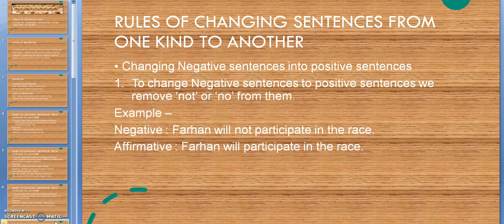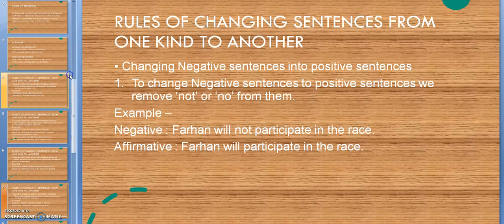Next, when we are changing negative sentences to positive ones. To change a negative sentence to a positive sentence, we remove not or no from them. For example, a negative sentence is Farhan will not participate in the race. Affirmative, Farhan will participate in the race.